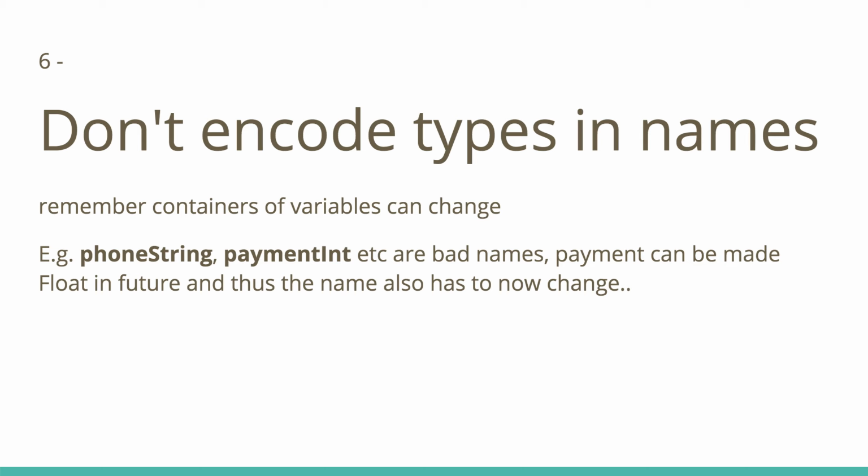The sixth tip is to not encode types in the names, right? This used to be important before, when type safety and type enforcing was not available. But now if you name things like phone string to represent it's a string, it's not useful. Actually, it's counterproductive, because the container of phone could change from string to something else, or payment int could change from payment int to payment float. So that container of integer can become a float. But now your name is fixed to the container of that variable. So do not encode types in the names, right?